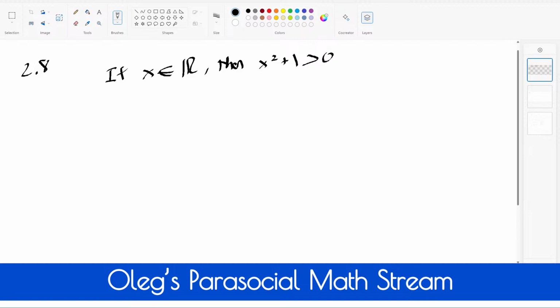Okay. If a function f is differentiable on the reals, then f is continuous. So this is the fundamental theorem of calculus.